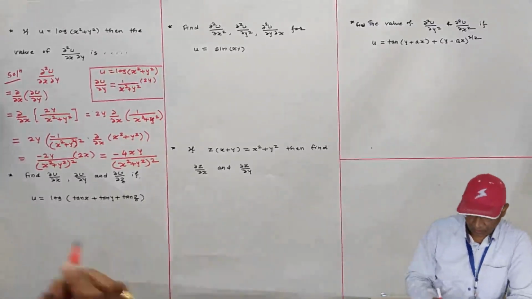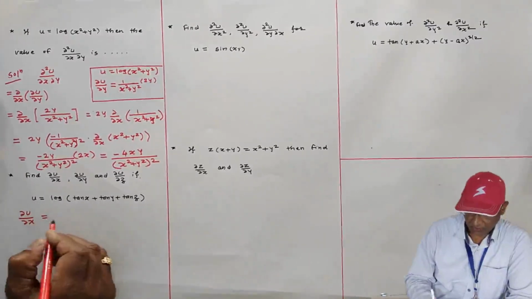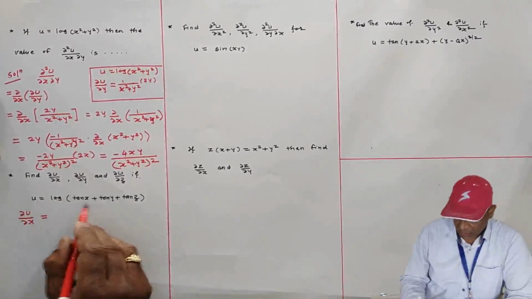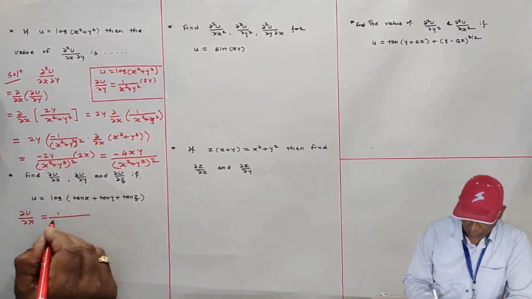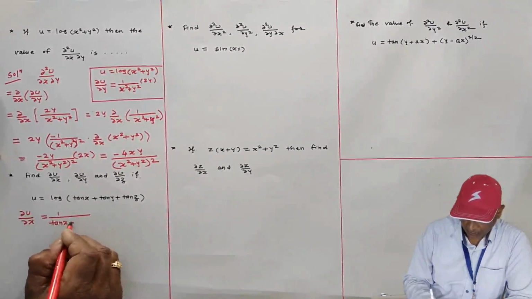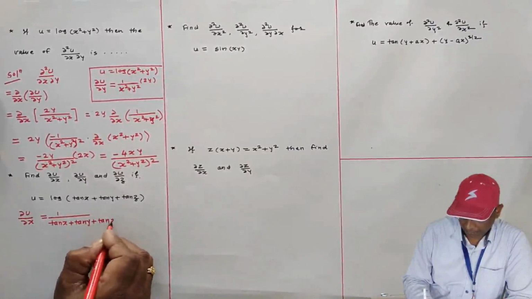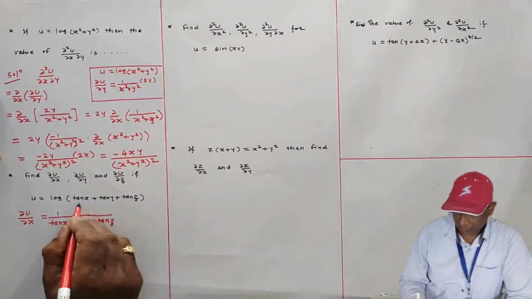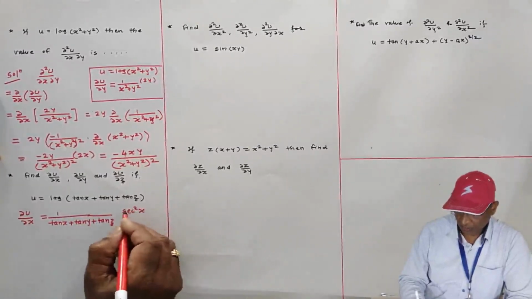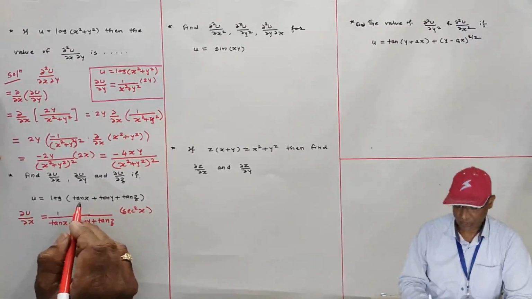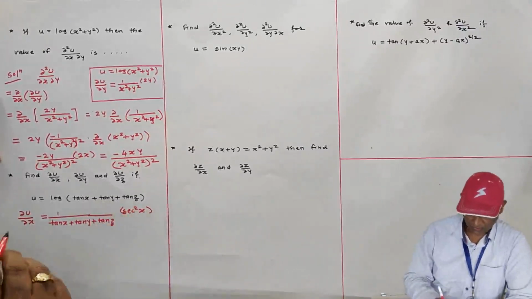Next sum. Now differentiate with respect to x, keeping y and z constant, because u is explicitly given in terms of x, y, z. It is log of, derivative of log is 1 by its argument, and derivative of this argument with respect to x is sec square x, because derivative of tan is sec square, derivative of tan y with respect to x is 0, derivative of tan z with respect to x is 0.